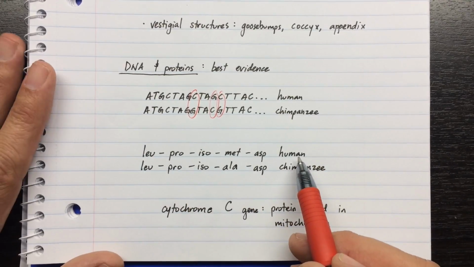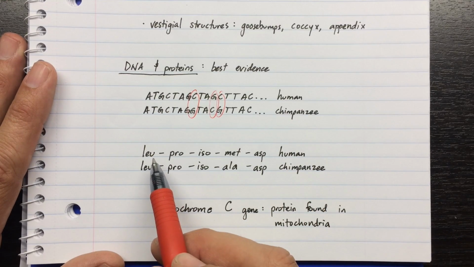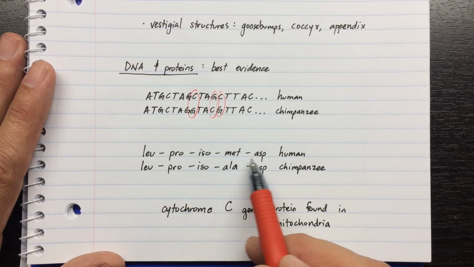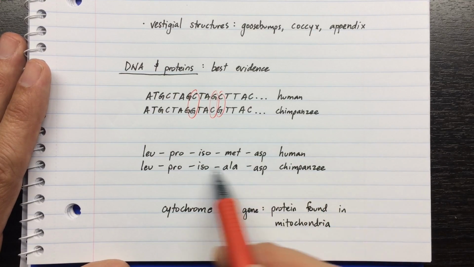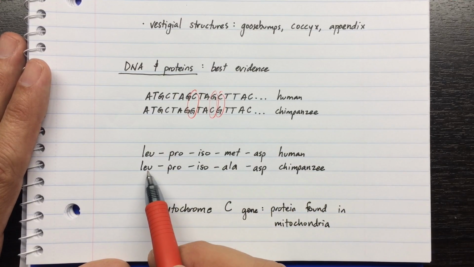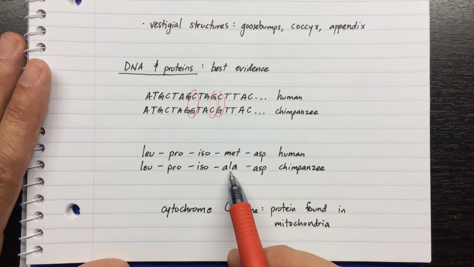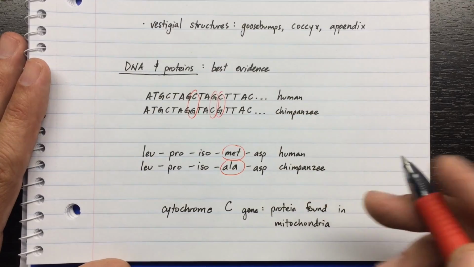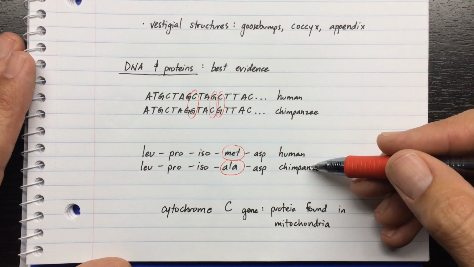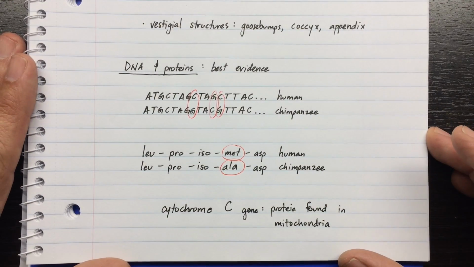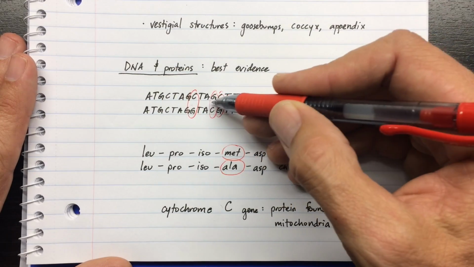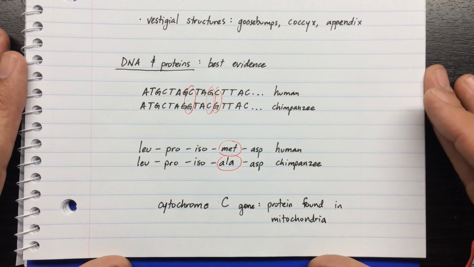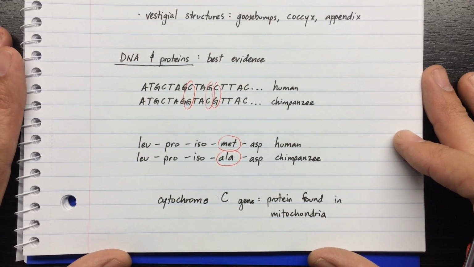So in a human, a typical protein might start with the amino acid leucine, and then proline, isoleucine, methionine, and asparagine. In a chimpanzee, you might have similar amino acids, leucine, proline, isoleucine, but then here you would have alanine instead. So this one difference here would indicate that humans and chimpanzees are closely related, but not genetically identical, and just a few DNA changes or DNA differences here would indicate that humans and chimpanzees are evolutionarily related.